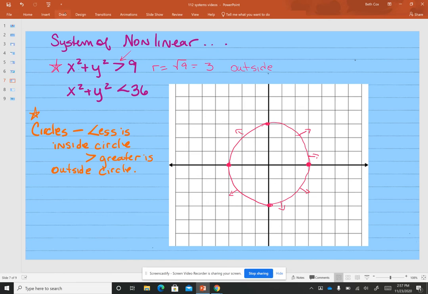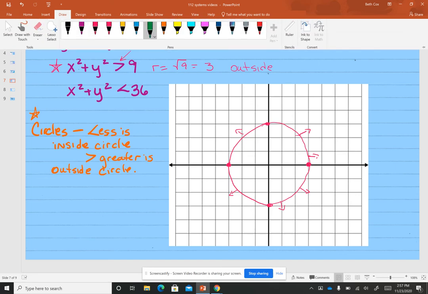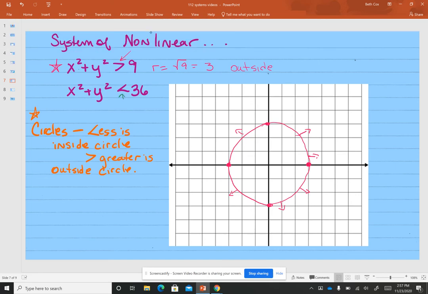Now, the next one, I'll do a different color. This one is less than. It's got a radius of 6. So I'm going to go 6 and 6 and 6 and 6. And I'm going to draw this big old circle here. The radius is 6. Okay, but it's less than, so that's inside. That's inside the circle.